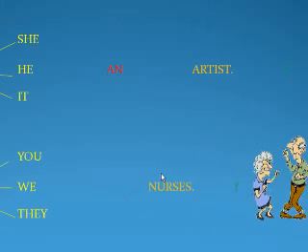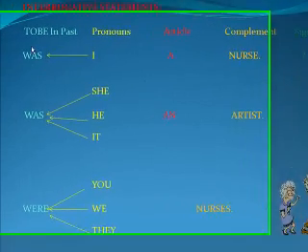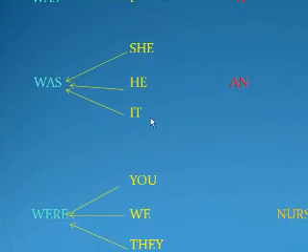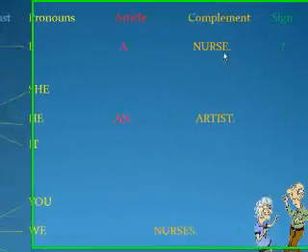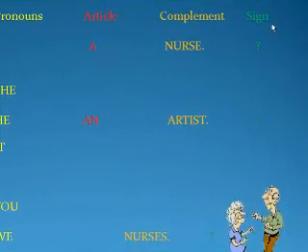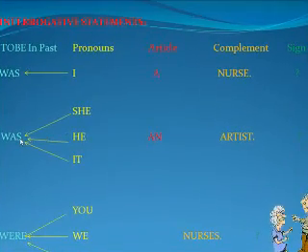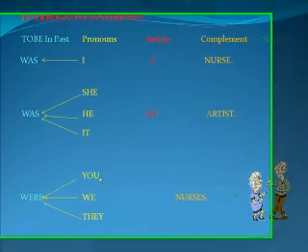Interrogative statements. To be in past, pronouns, article, complement, and sign. To be in past: was, were. Pronouns I, she, he, it, you, we, and they. Article: a, an. Complement: nurse, artist, nurses. And the last, the question sign. Was I a nurse? Was she an artist? Was he an artist? Was it an artist? Were you nurses? Were we nurses?